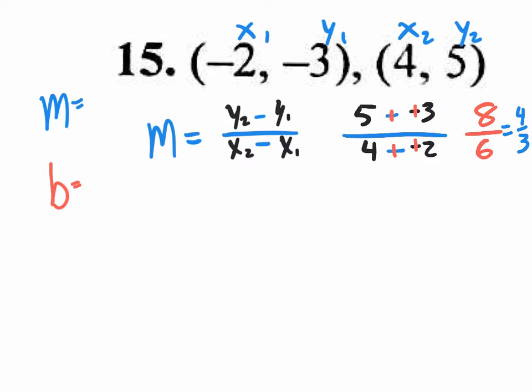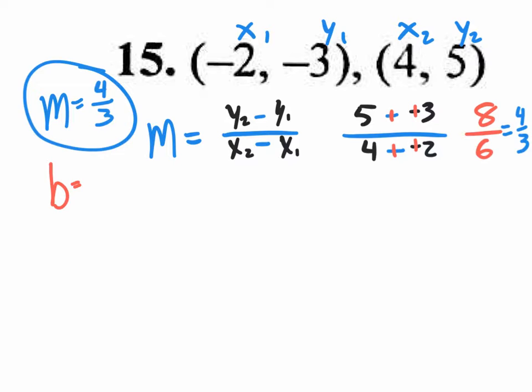Are you with me? Yes. So the m is 4 over 3. We have half of what we need. We still need the b value. In order to find the b value, we need to take the m that we just found and either of these points. But you have to pick one. You can't use the x from here and the y from over here. That would not work. You have to either pick the first point or the second point.